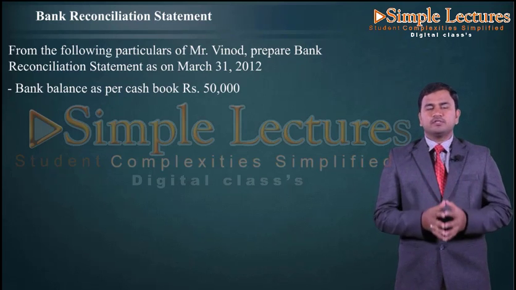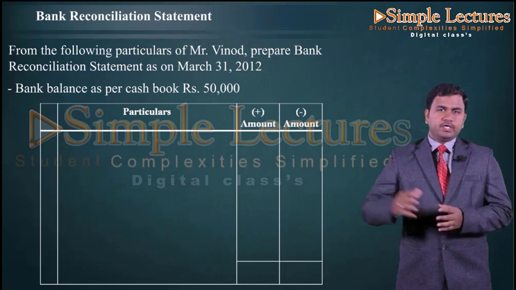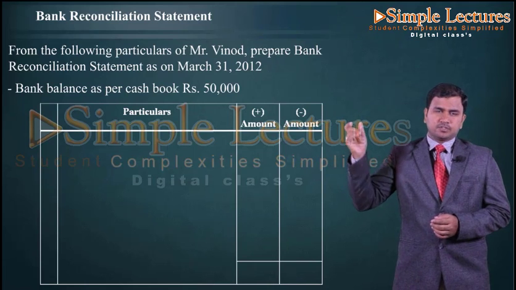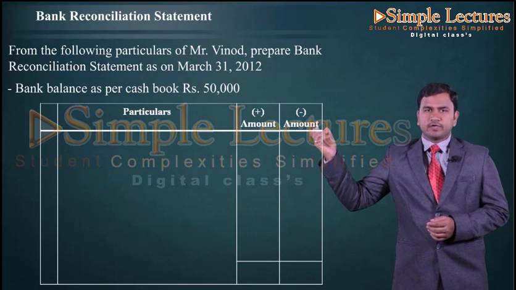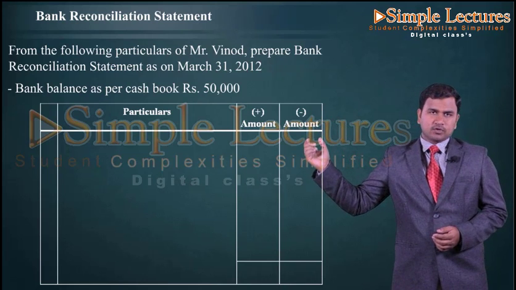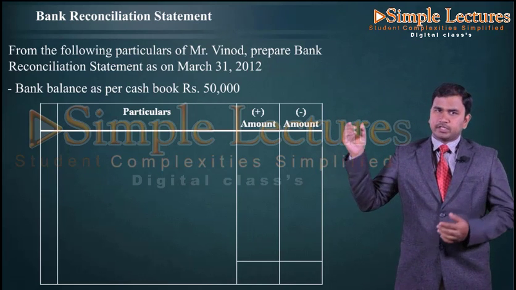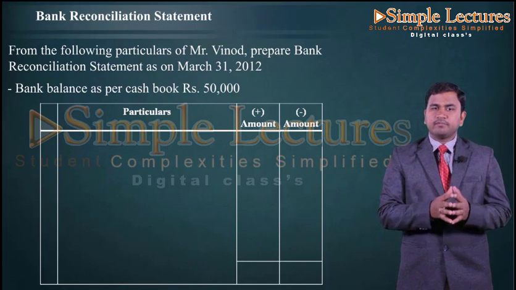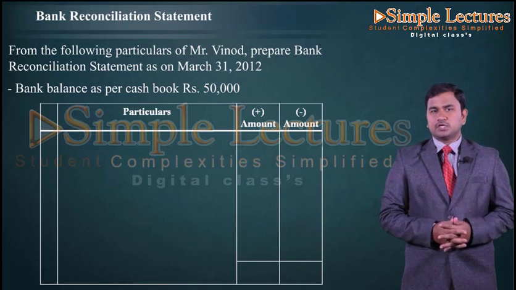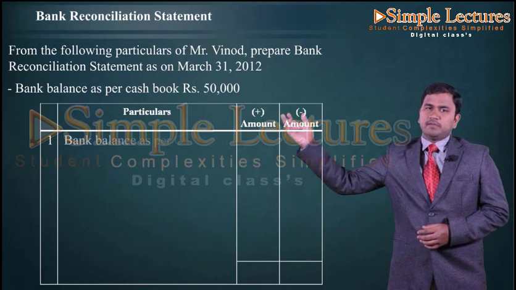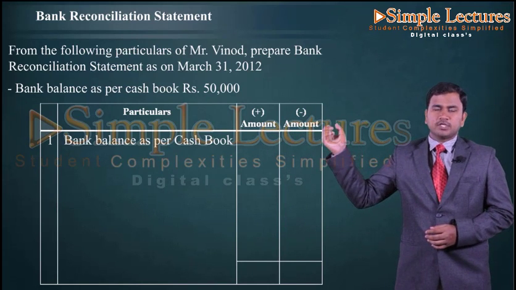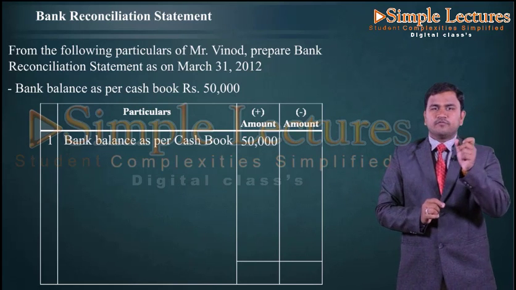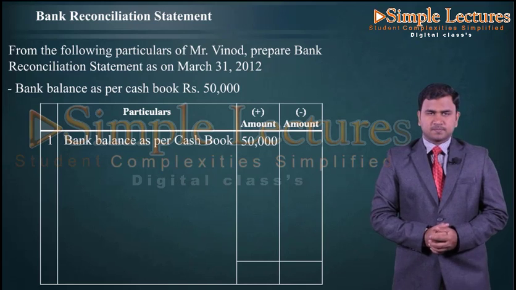So now when coming to the bank reconciliation statement, the format will be serial number, particulars, positive amount column and negative amount column. Whatever entries or values we have to add will be taken in the positive amount column, and the amount which is supposed to be deducted will be considered in the negative amount column. The first entry is the bank balance as per the cash book, 50,000, which we take as serial number 1, balance as per cash book, in the positive amount column 50,000. It means that according to the cash book of bank column, we have a bank balance of 50,000.